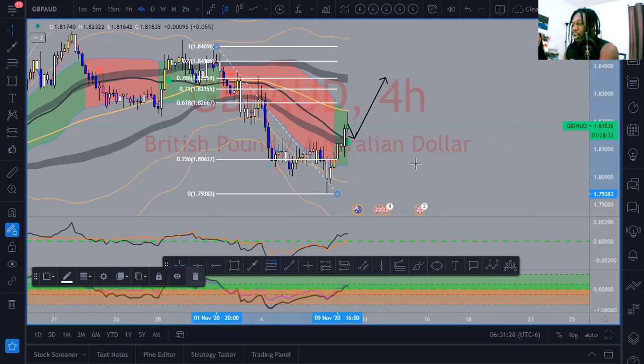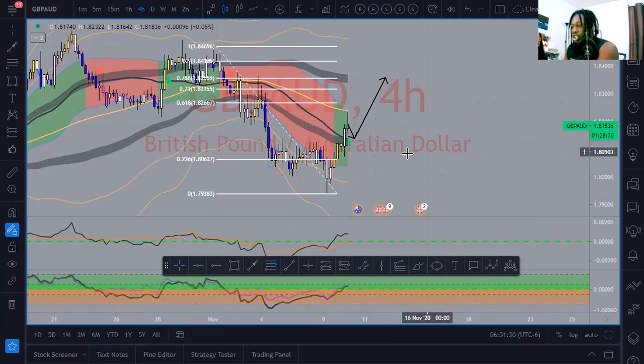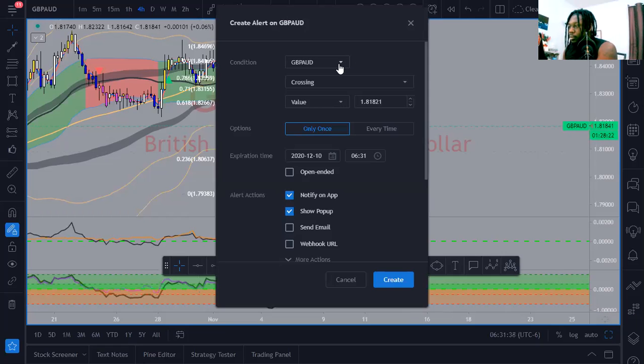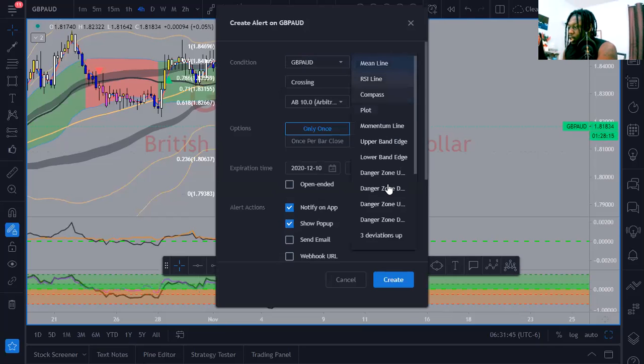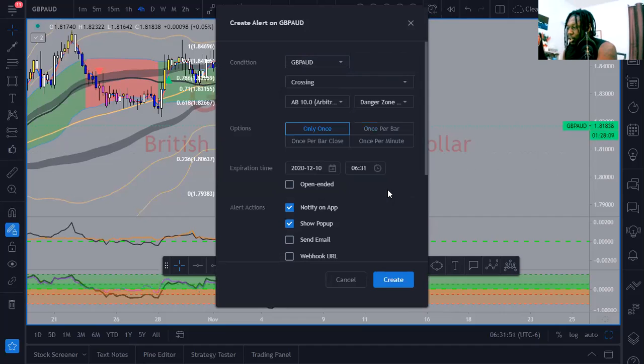So that's what I'll be looking at for GA. I think I'll be monitoring that more this morning. In fact, what I'll do, I'll set up another alert. I'll go ahead and do GA crossing arbitrage. I need it to come back and retest the lower danger zone. Danger zone down. I'm pretty sure that's what that is.